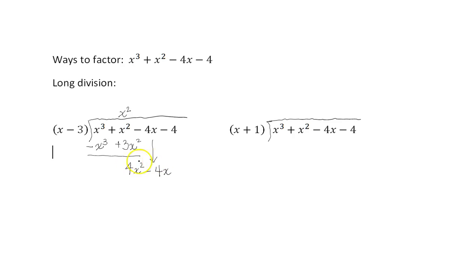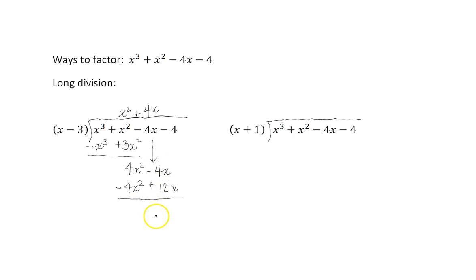And so I'm going to say that I have a positive 4x here. So I have my 4x times x, which is going to give me a 4x squared. And then I have a 4x times a negative 3. That's going to give me a negative 12x. And again, I'm going to change the signs on this because I'm subtracting. So that becomes a negative, and this becomes a positive. This goes to 0, which is exactly what we wanted.